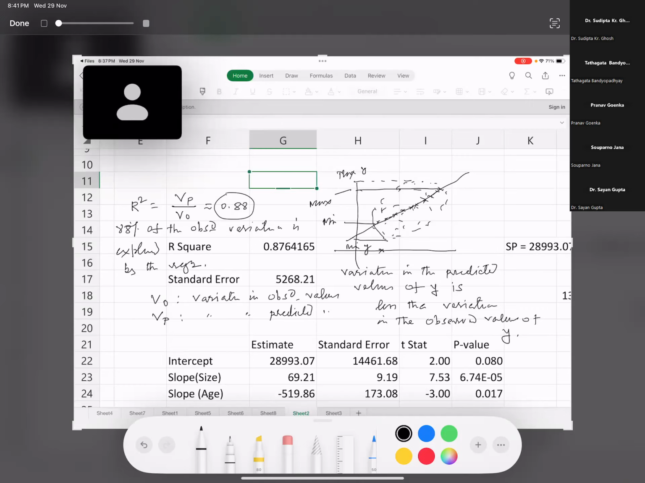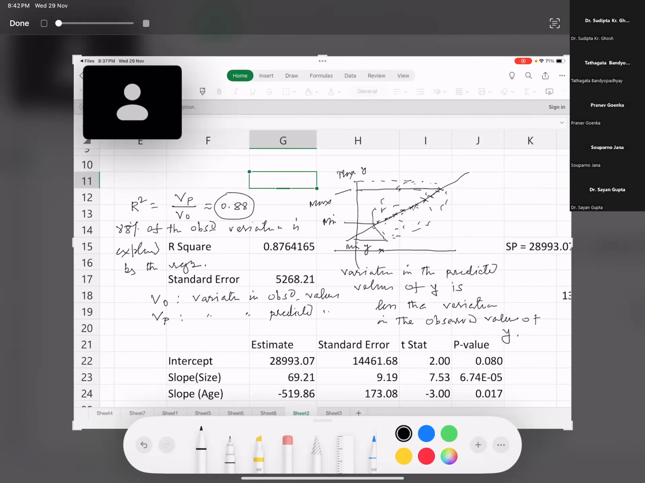But on the other hand, suppose VP by VO is 0.001, or say 0.01. What does it mean? That 99% of the variation in the observed data could not be explained by the predicted values because it is only explaining 1%, which is 0.01. Isn't it? If R square is 0.01, it means that only 1% of the variation in the observed values is explained by the regression. That's a very, very poor kind of prediction you will get in this case.